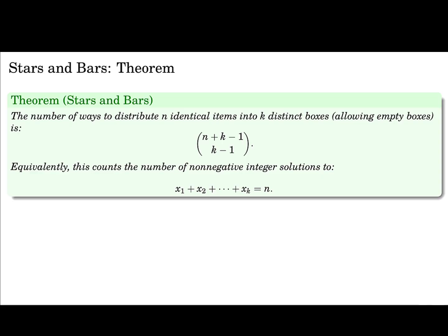Why? Because remember, you have n cookies, so these are the stars, and you have k minus 1 bars, so the total number of symbols is n plus k minus 1, and you just need to choose where to put the bars. You have k minus 1 of them, and so it gives you that. And we saw that equivalently, this counts the number of non-negative integer solutions to this equation.